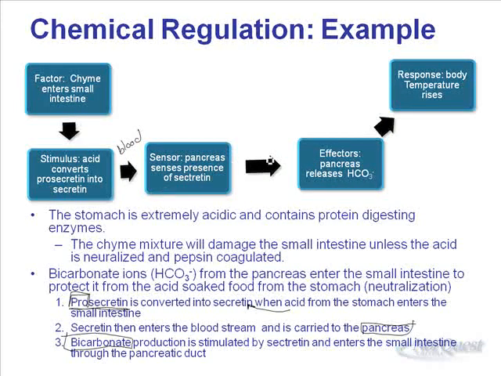Oh, look at that. That's what happens with a bad cut and paste. It's going to go through the pancreatic duct.